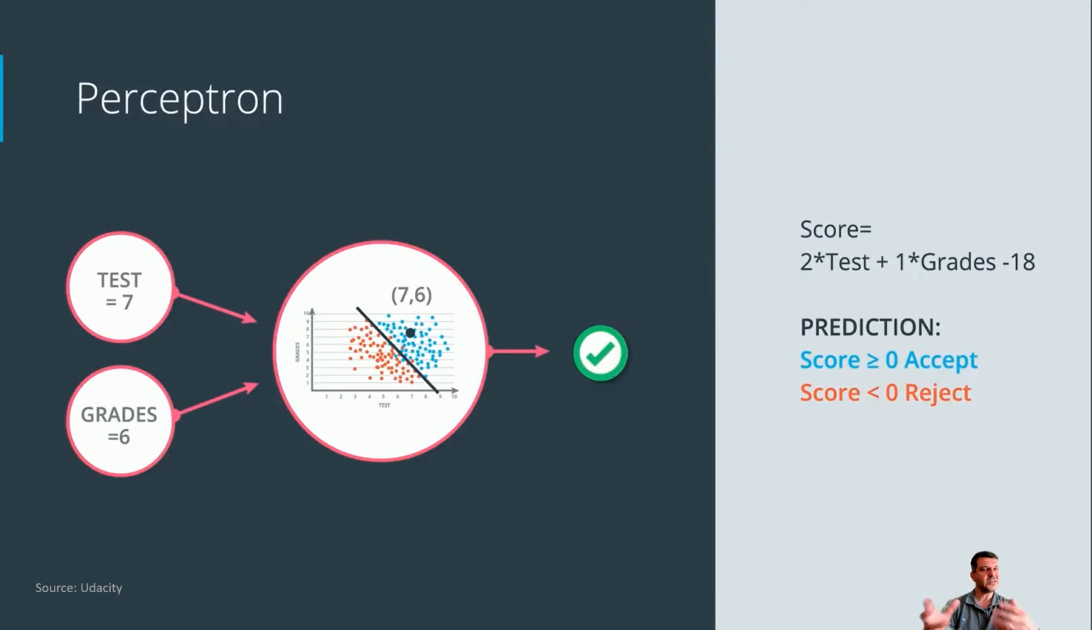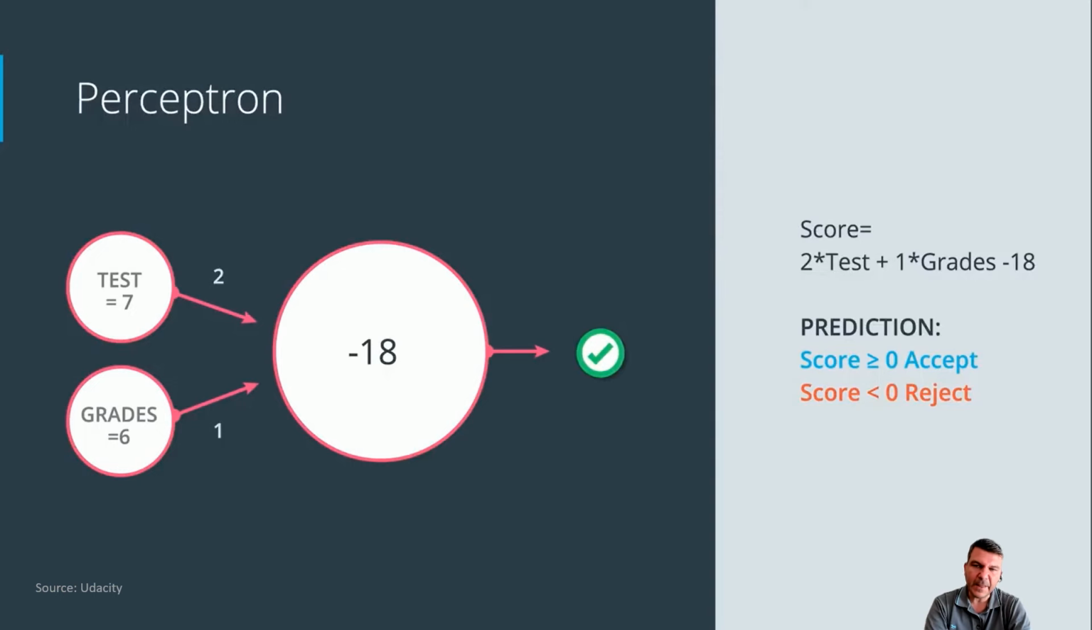So this is what a perceptron does. But let's look at the anatomy a little bit better. Now, we have the 7, which is multiplied by 2, as we said, and we have the grades of 6, which is multiplied by 1, and the summation of these two, we remove 18, and we have a pass or fail. Okay, now let's look at this a little bit further.